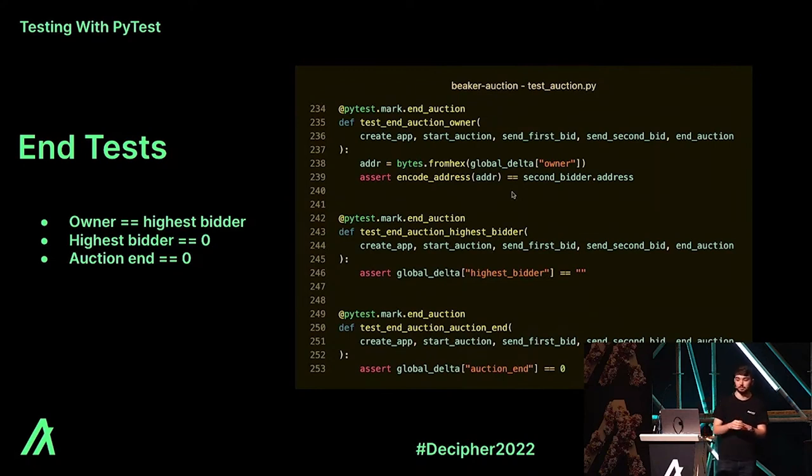And then we also want to be checking that the highest bidder is set to an empty string and our auction end is set to zero. So basically reinitializing those default values that we had. And again, if you remember, we used a dry run here. So we're using this global delta variable that we got from the dry run when we sent it to our node.